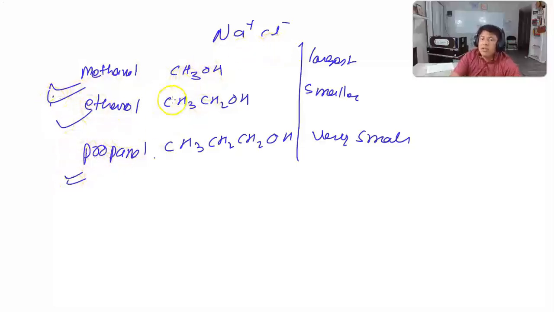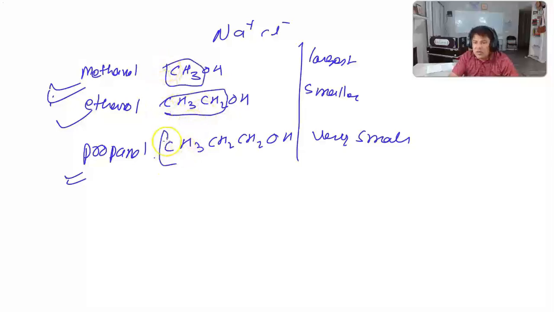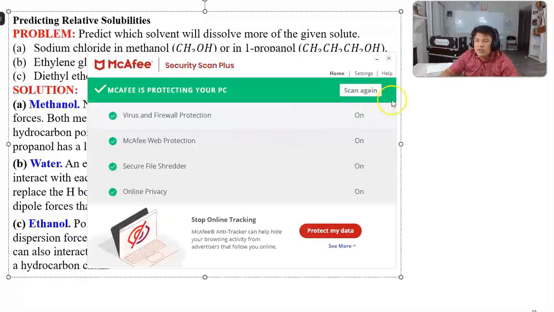Because as the carbon chain becomes longer, hydrophobic interactions, or the dispersion force, are more dominating than the ion-dipole force. That's the reason for less solubility there.